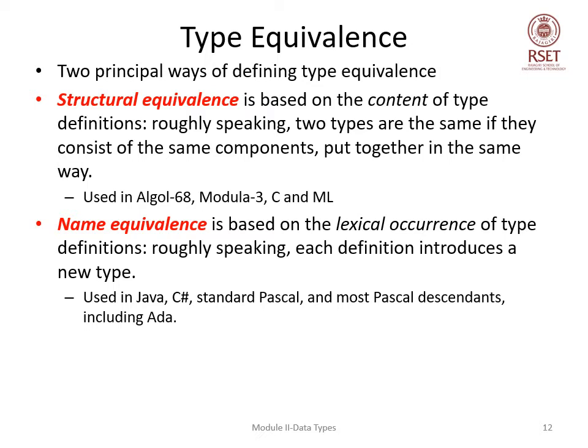And in case of name equivalence, it is very straightforward. 2 types are equivalent if they have the same names. Okay, but please don't misunderstand: defining a character array and an integer array under the same name, we don't say that it is equivalent. Okay, we'll see examples for it.